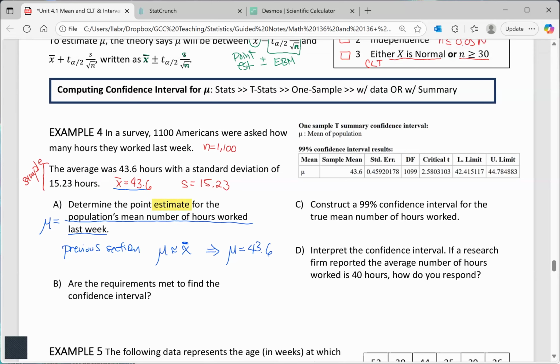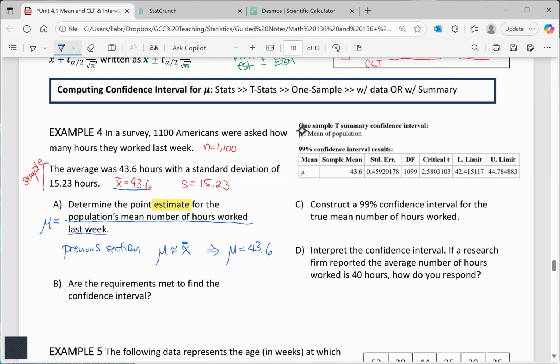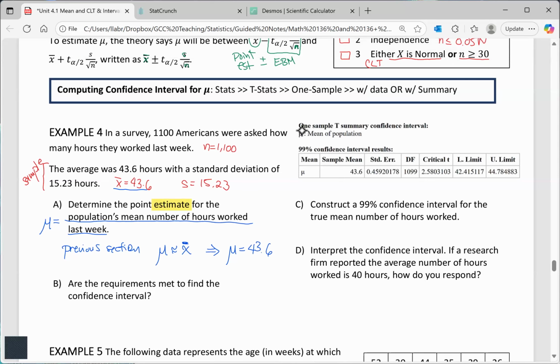Okay, so here we are estimating. All right, let's continue. Are the requirements met to find the confidence interval? Those were those three requirements. So requirement one, we need a valid random sample, which I'm going to go ahead and check off. Anybody that does any kind of work in statistics by now should know that you need a valid random sample, and that allows me to just assume that that is true.